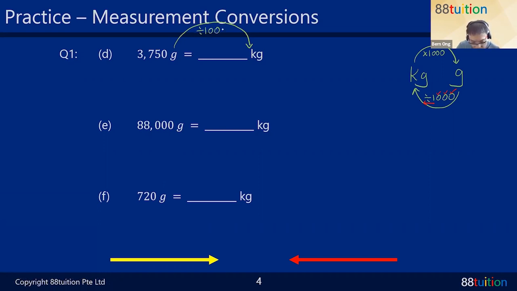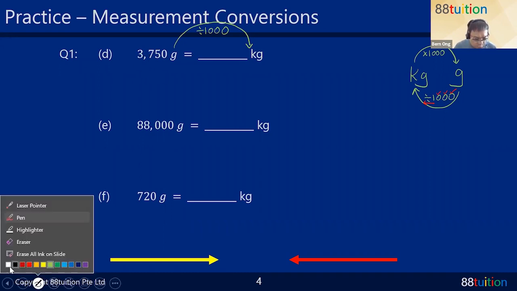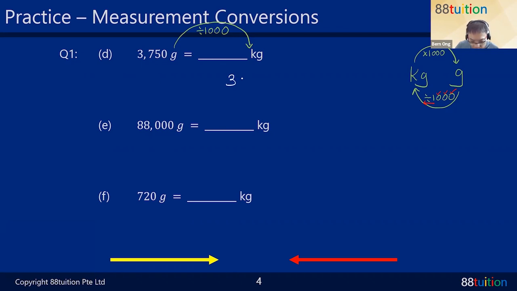Fine. But what's the problem here? The problem is, where's the decimal? This is a comma. That's not a decimal. That is a comma, not a decimal. Don't panic, children. 3750. Whenever there is a number without any decimal, you need to know that the decimal is at the back. It's by default at the back.